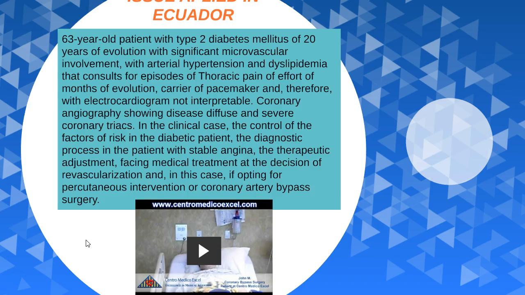In the clinical case, we discuss the control of the risk factors in the diabetic patient, the diagnostic process in the patient with stable angina, the therapeutic adjustment facing medical treatment, and the decision of revascularization, and in this case, if obtained, by percutaneous intervention or coronary artery bypass surgery.